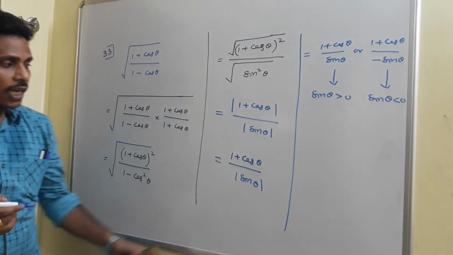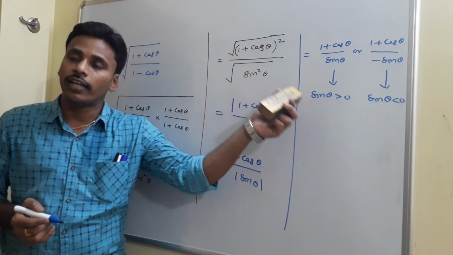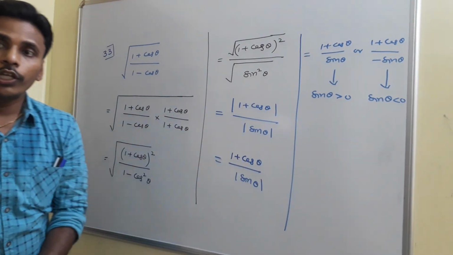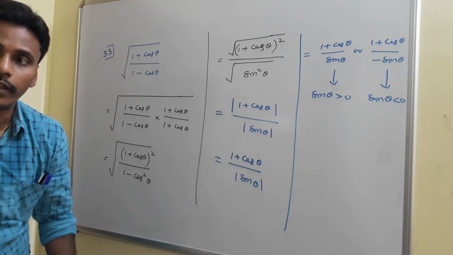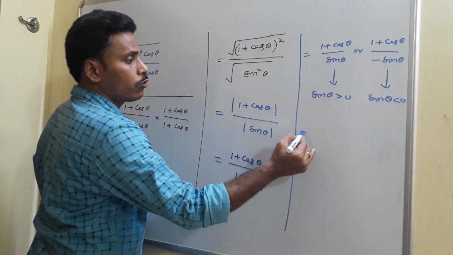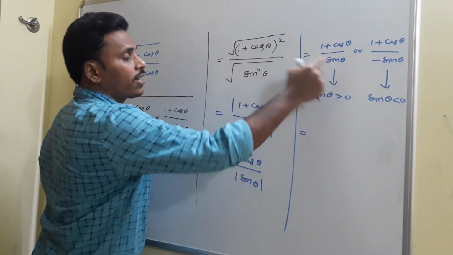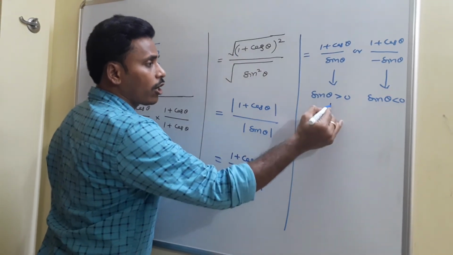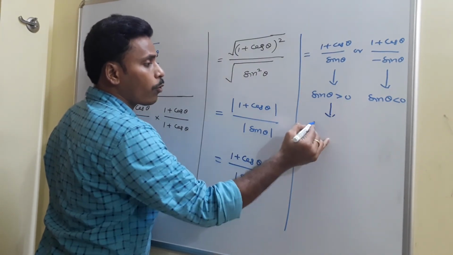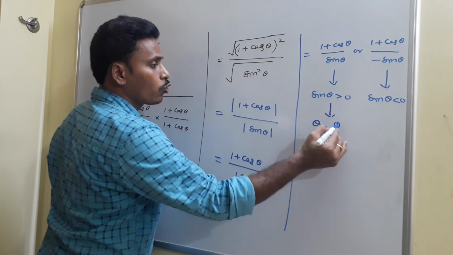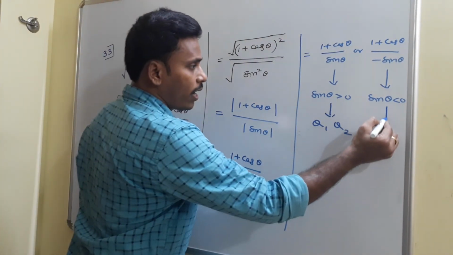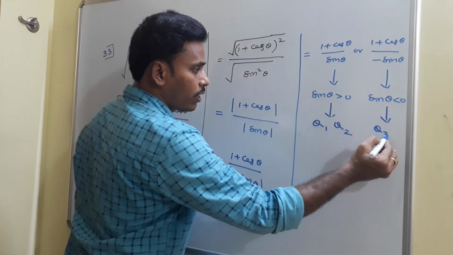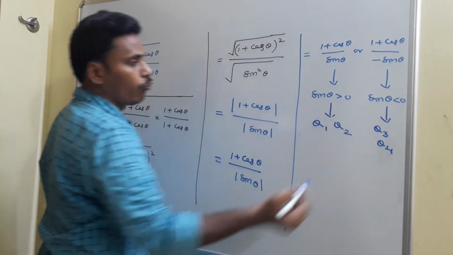Okay. If the thing under the modulus is positive, directly remove that. If it is negative, you need to use the minus sign there. Okay. And now this is equal to 1 plus cos theta by sin theta wherever sin theta is positive. Sin theta is positive if theta belongs to Q1 and Q2, first quadrant and second quadrant. Whenever sin theta is negative, theta belongs to Q3 and Q4.